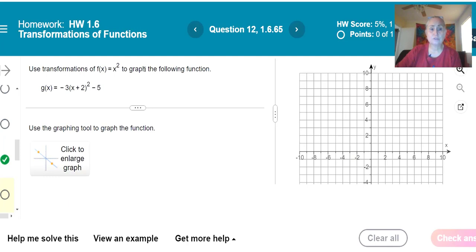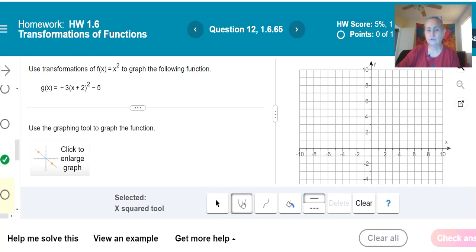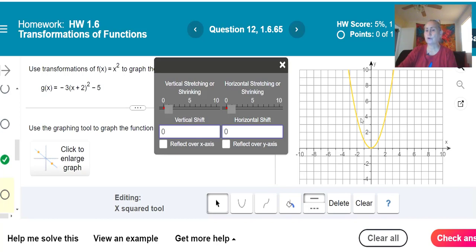Now, this one is also the graph of x squared. So it's that U shape again. So I click anywhere on the graph, get my palette, I hit the U shape, I click anywhere on the graph, and I get the basic graph. That way we don't have to draw it by hand. There it is. Now, this one has a lot of changes, so you have to follow order of operations.